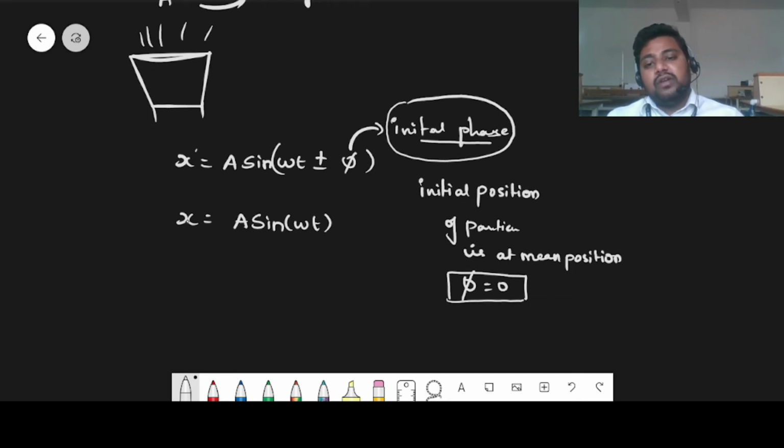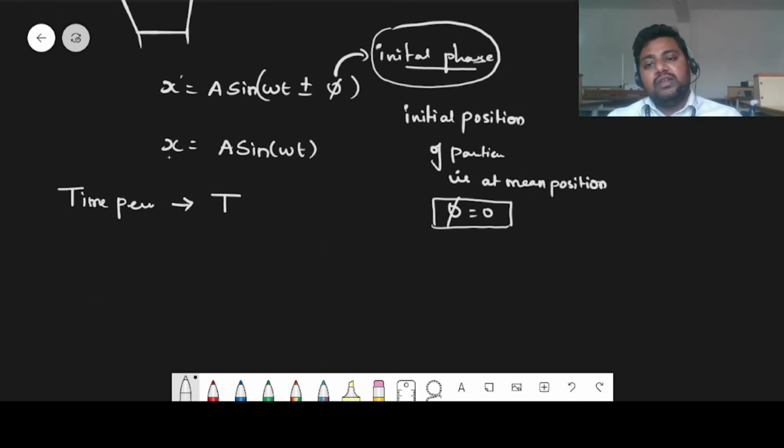So now if you are taking the time period, the total time period to complete one cycle is capital T. In time period time, you can analyze what the displacement of the position is.